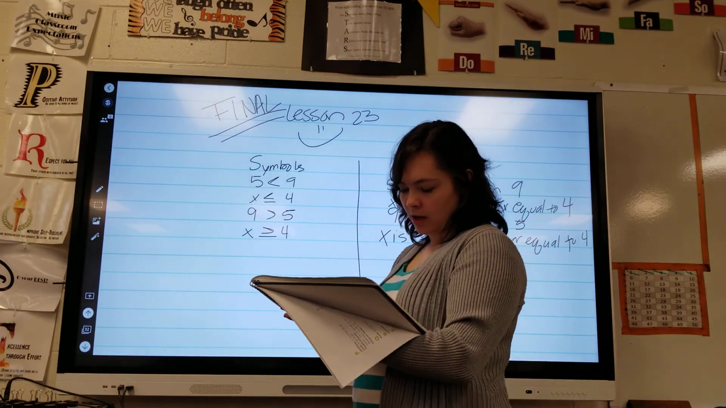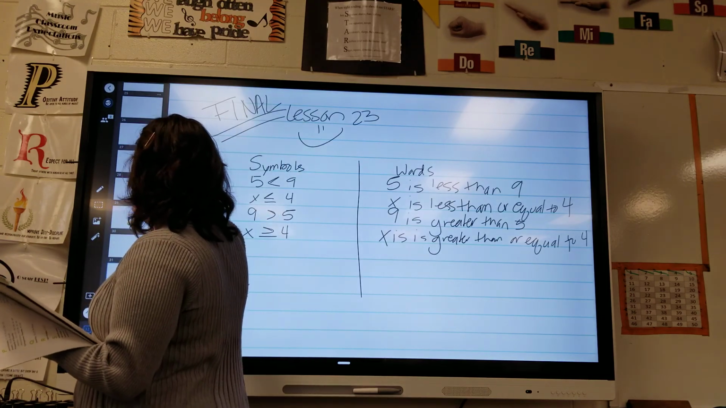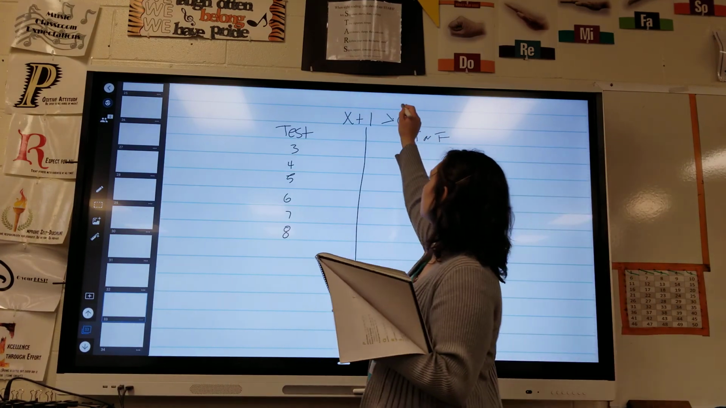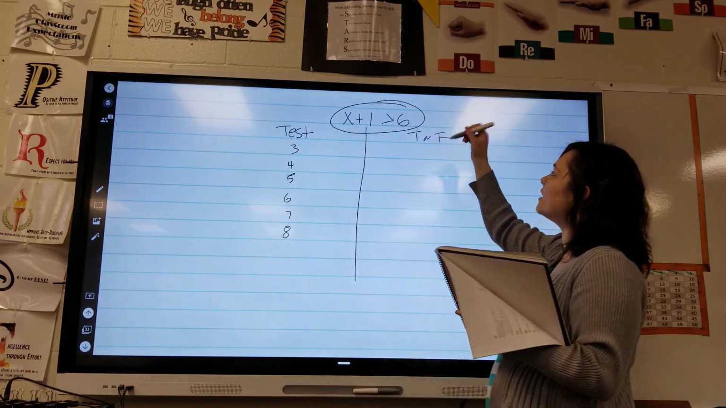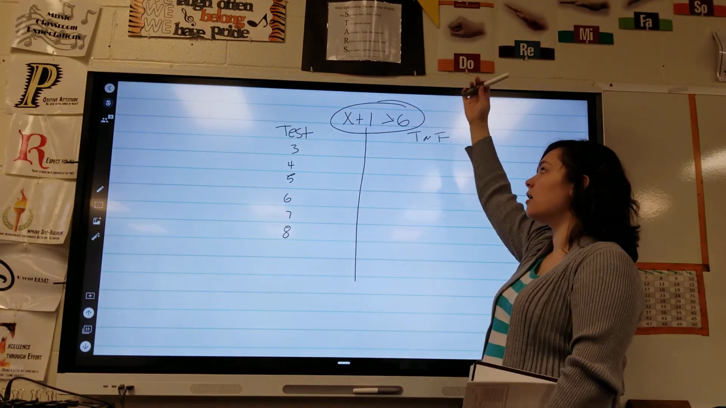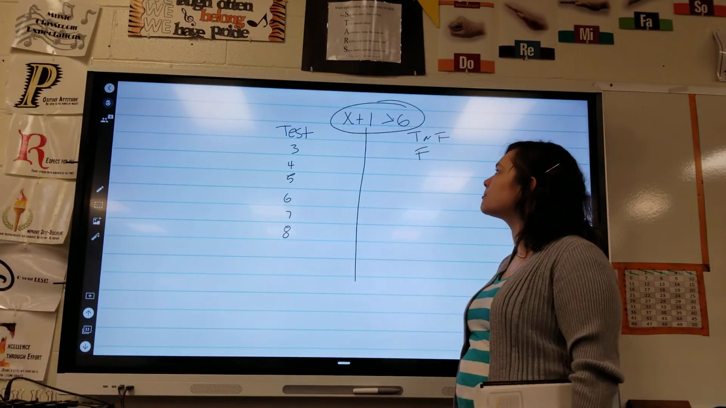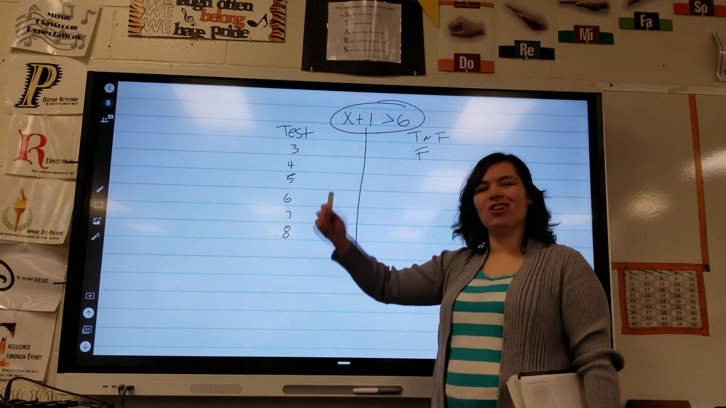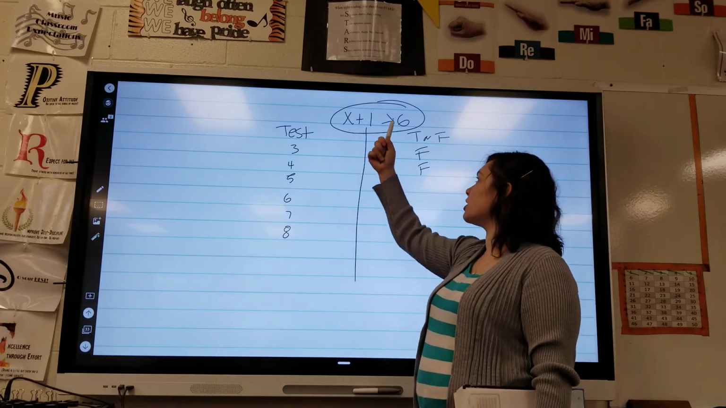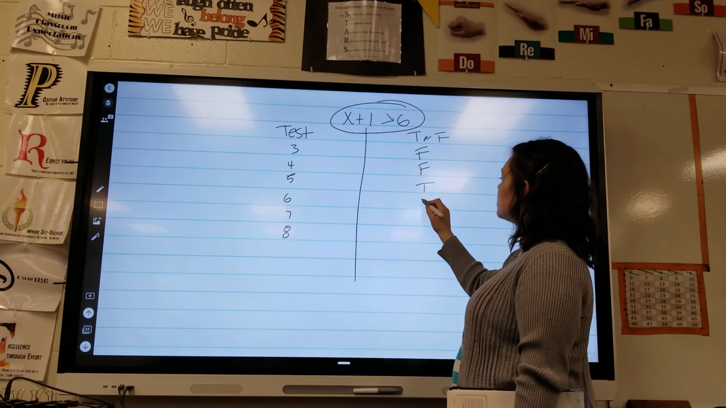So, we're basically now going to test some values with these inequalities. So here's a first example. X plus 1 is greater than 6. So if I plug in 3 to this, I get 3 plus 1, which is 4, which is not greater than 6, therefore it's false, right? But 4 plus 1 also is only 5, therefore not greater than 6. 6 plus 1, well, yeah, 6 plus 1 is greater than. 7 plus 1 is going to be greater than also.